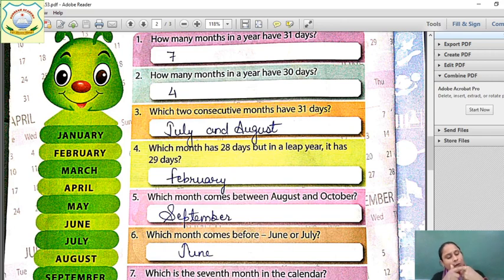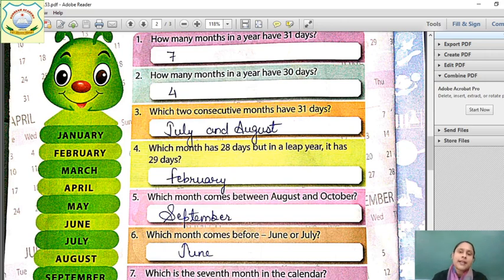So 1, 2, 3, 4. August 5. Yes, August is having 31 days. Then September is having 30 days. October 31 days, November, December. So January, February, March, April, May, June. Okay, 1, 2, 3, 4, 5, 6, 7.